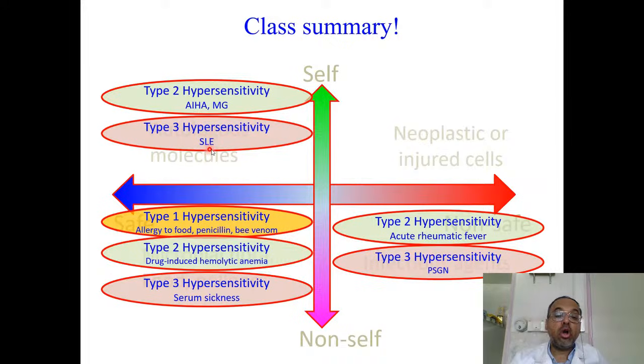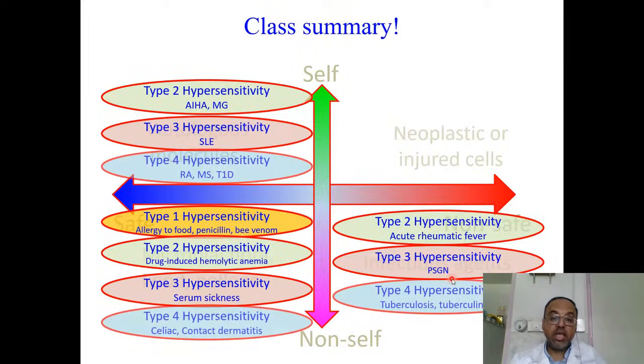We can have type 3 hypersensitivity as a part of an autoimmune disease. SLE qualifies as a type 3 hypersensitivity autoimmune disease. And here we have type 3 hypersensitivity against infectious agents, post-streptococcal glomerulonephritis. And finally, type 4 hypersensitivity.